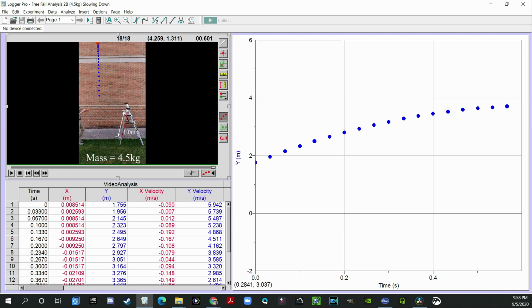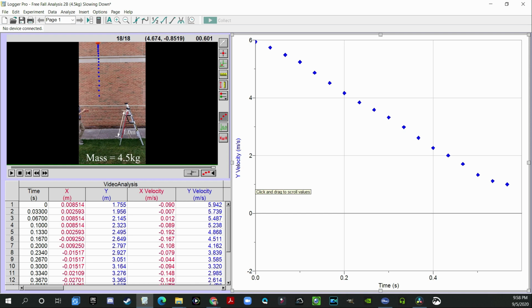And notice the slope is getting less steep. It's because the speed is decreasing. So let's go ahead and look at the velocity versus time graph. See that when I started collecting data, it was moving at positive 6 meters per second. It was moving up in the positive direction. As time goes on, gravity's decreasing the speed, bringing it back towards eventually a velocity of 0.